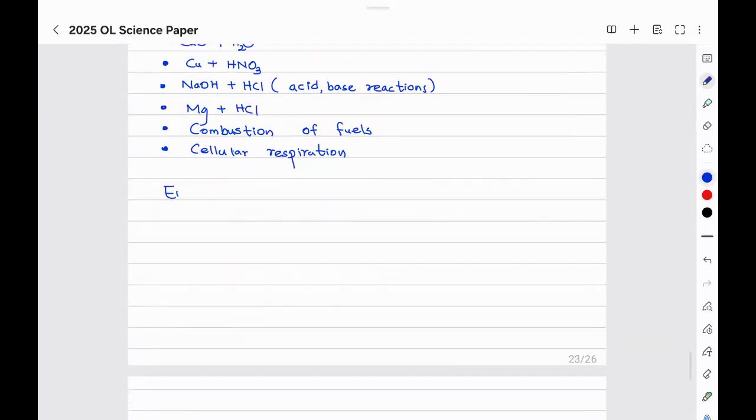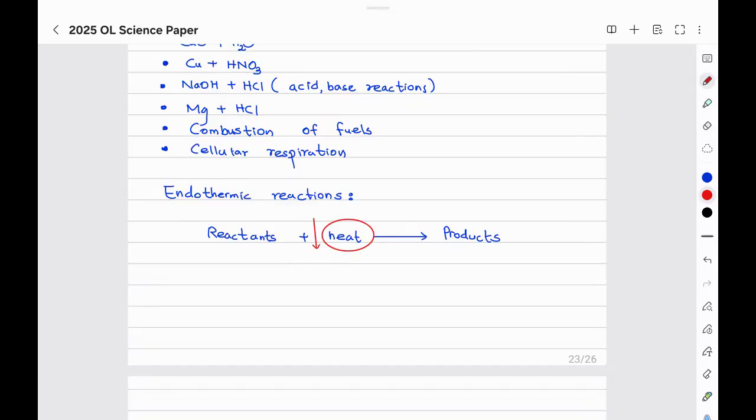In endothermic reactions, we can say the reactants are absorbing heat and converted to products. So therefore, here heat is absorbed. The reactants are absorbing heat.